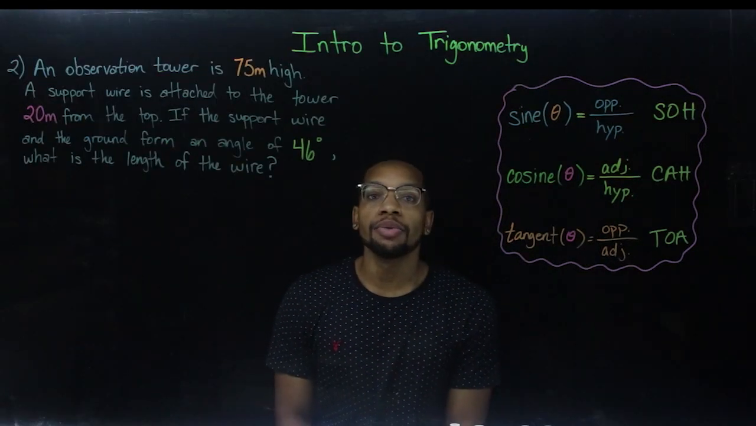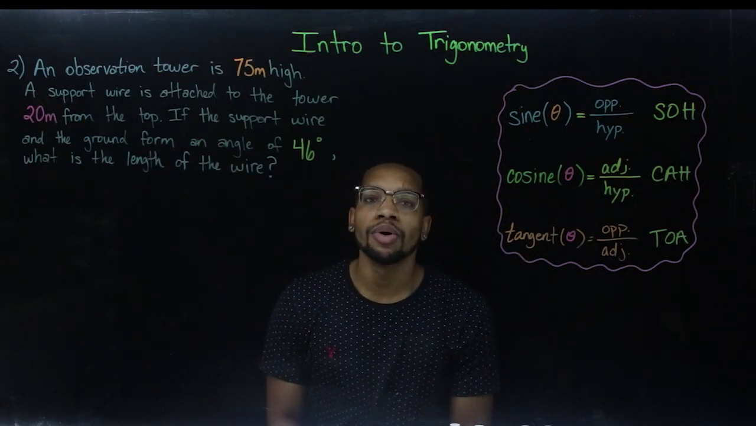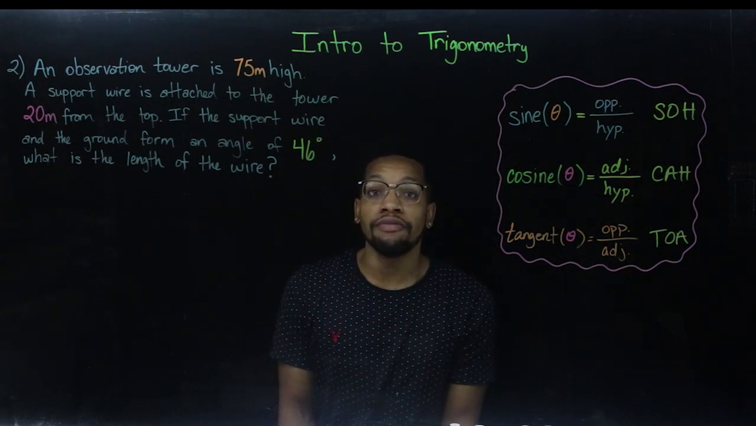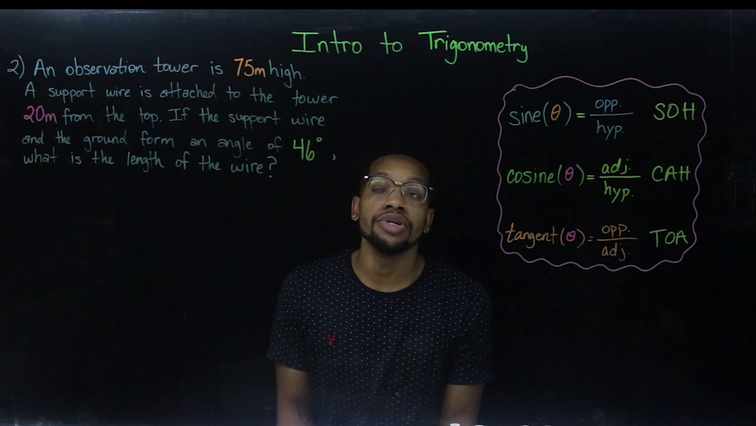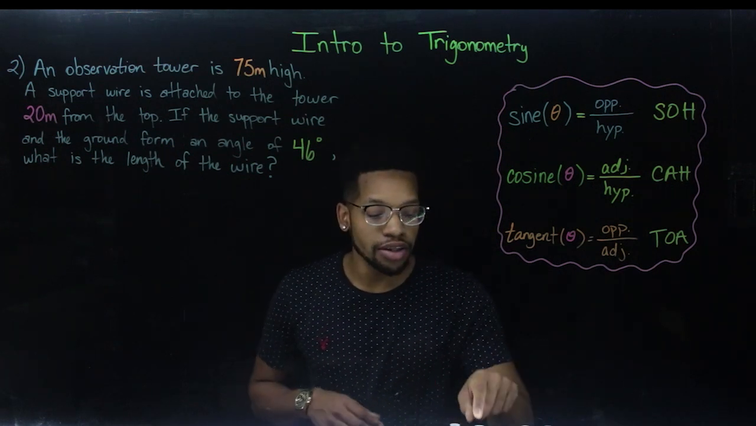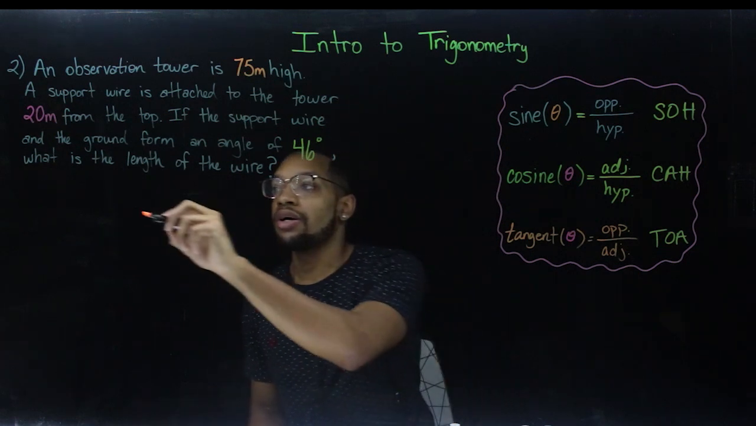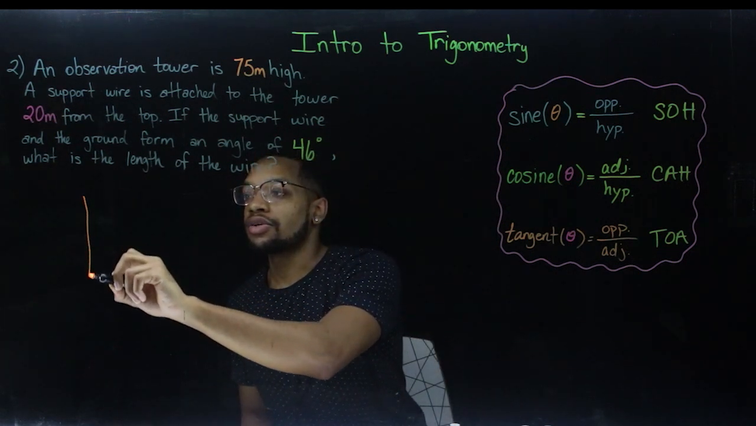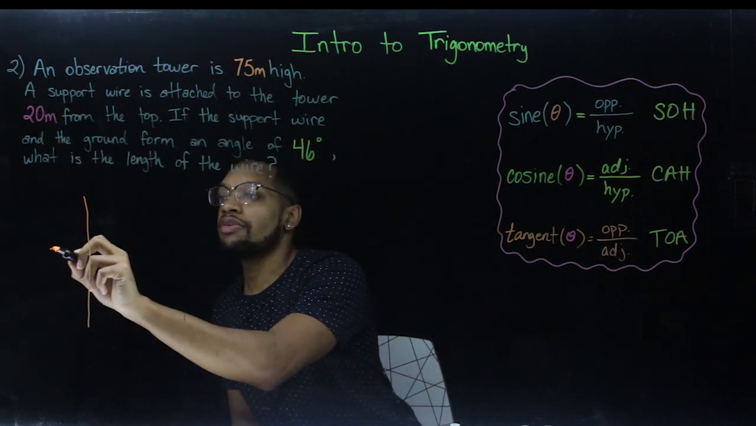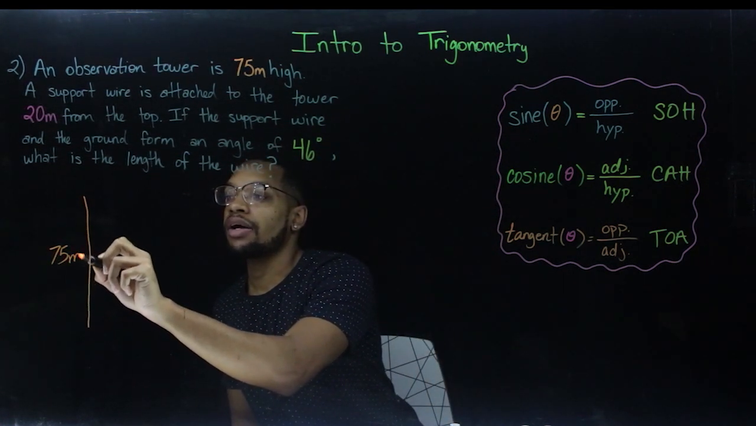All right, so in this next example, we got a word problem. And don't freak out, word problems are the same thing as a regular problem, except you just gotta read the problem and figure out how to make the triangle based off of what you read. So it says an observation tower is 75 meters high. So right then and there, I'll go ahead and draw my tower. So that line right there is gonna represent my observation tower, which is 75 meters high.